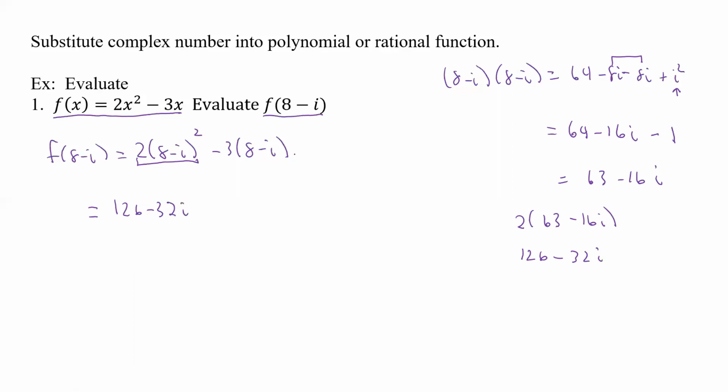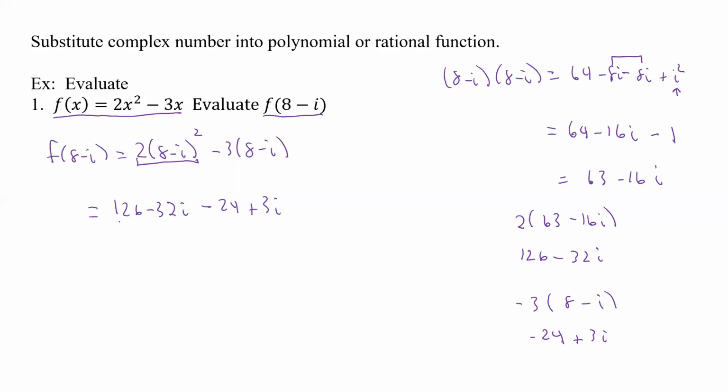And then let's go ahead and do that over here too. So we have a negative 3 times (8 minus i). So when we distribute here, that's going to be a negative 24, and that's going to be plus 3i. So then we have minus 24 plus 3i.